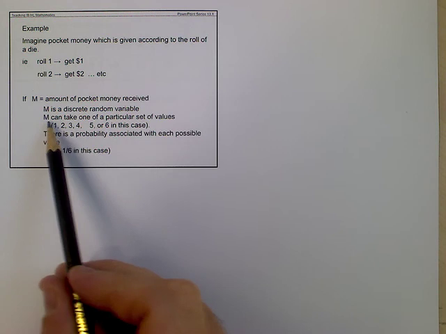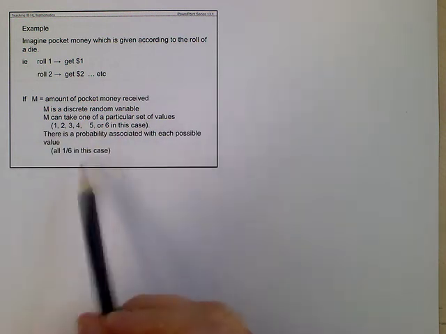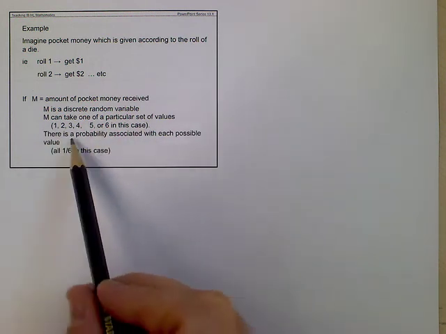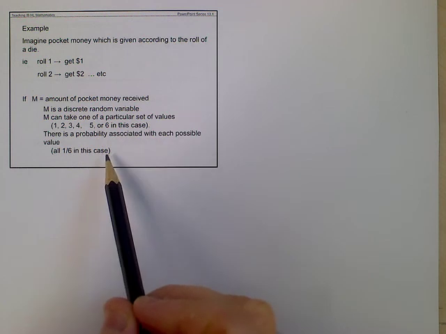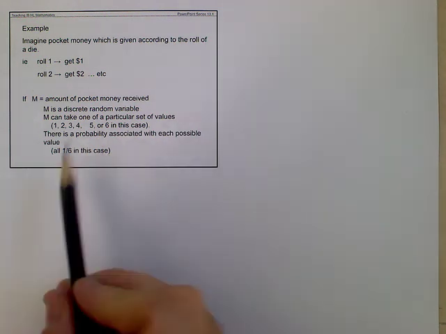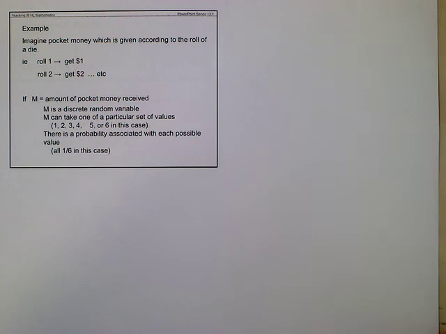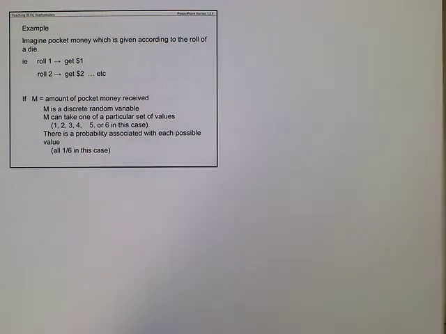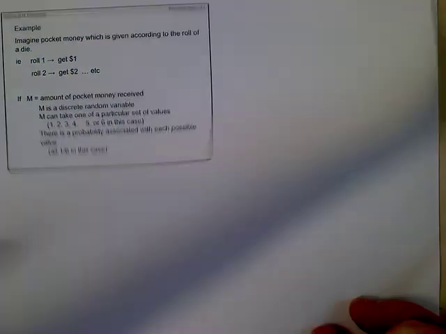So the variable can take one of a particular set of values, of course, 1, 2, 3, 4, 5 or 6, and there's a probability associated with each value. And because this die is fair, it's always going to be 1/6 in this case. So M is my discrete random variable.